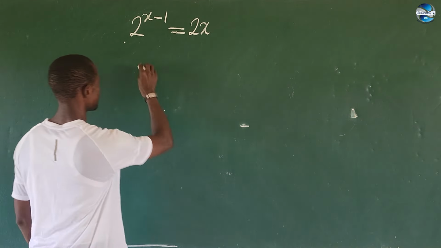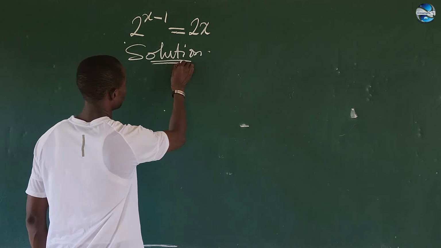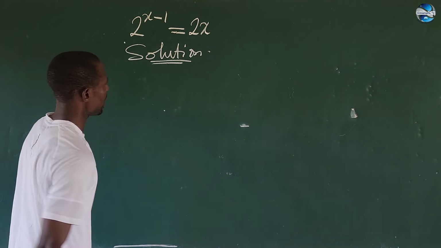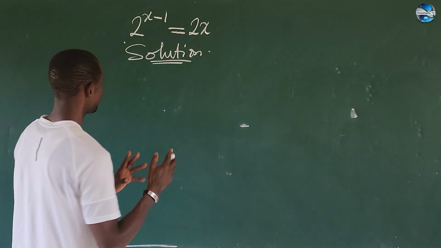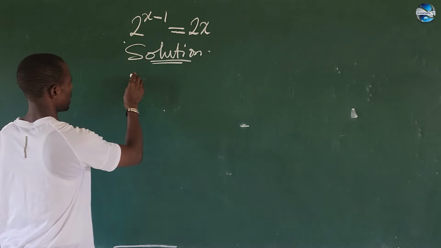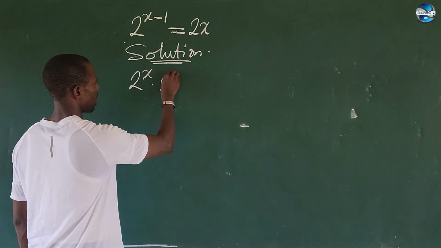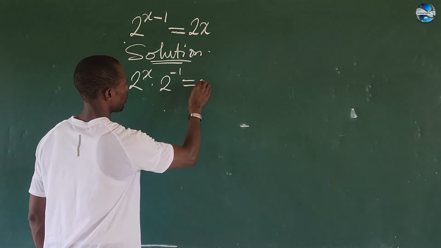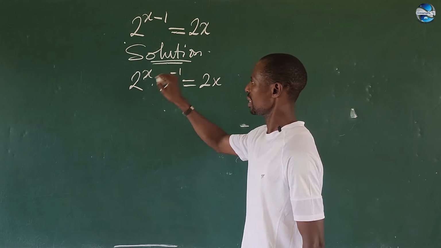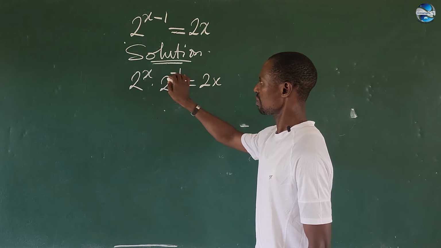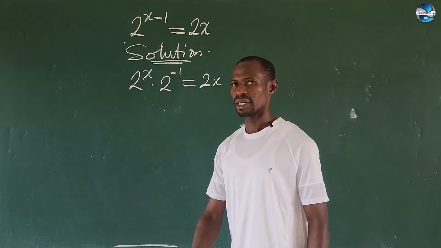So here we're going to have the solution. All right, so we can rewrite this left-hand side of the equation according to the law of indices. So this can be written as 2 to the power of x times 2 to the power of minus 1. Because the bases are the same, we can add the exponents. So x plus minus 1 will give us x minus 1.